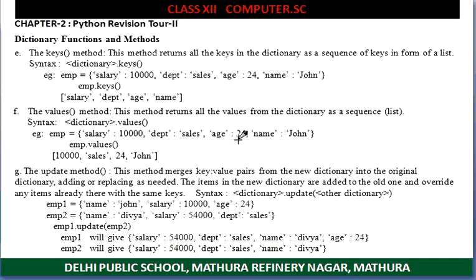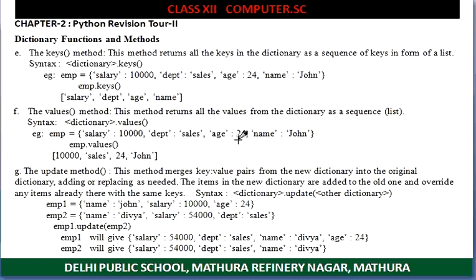Next, values. This method returns all the values from the dictionary as a sequence. So it will return all the values in the form of a list. Here EMP is a dictionary with again 4 pairs, and EMP dot values returns all the values, that is 10,000, sales, 24, John.